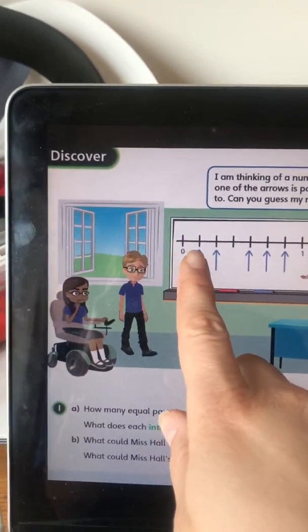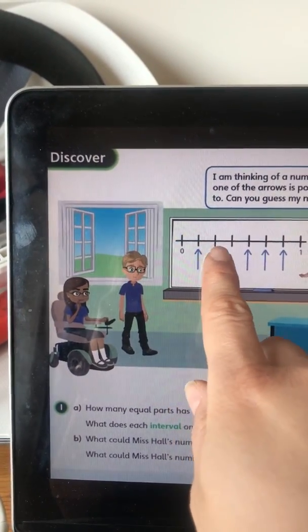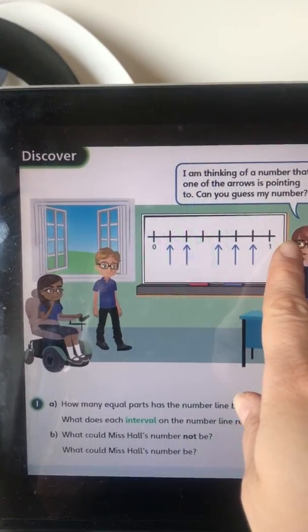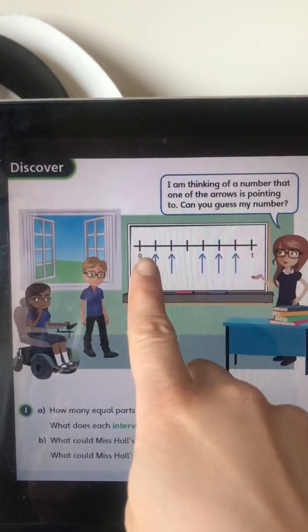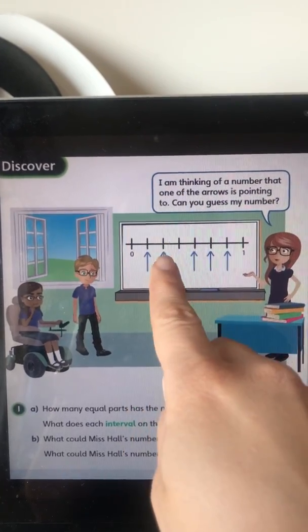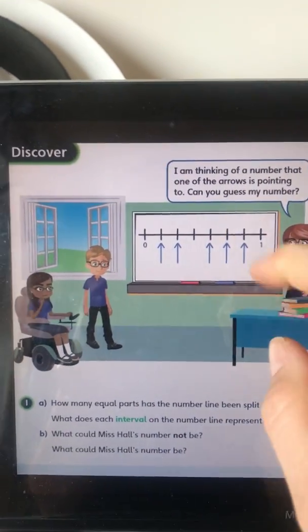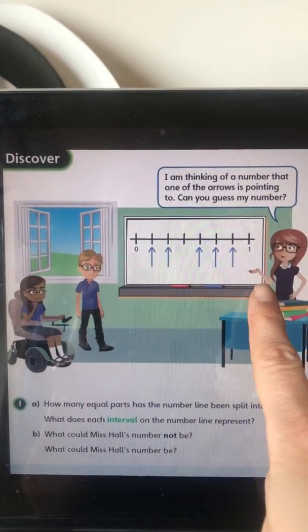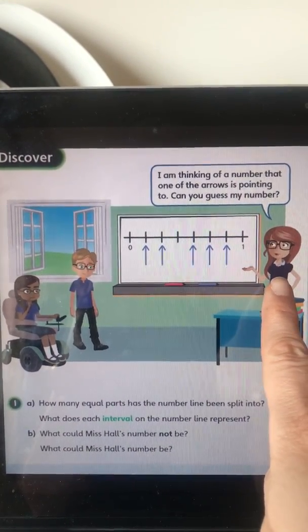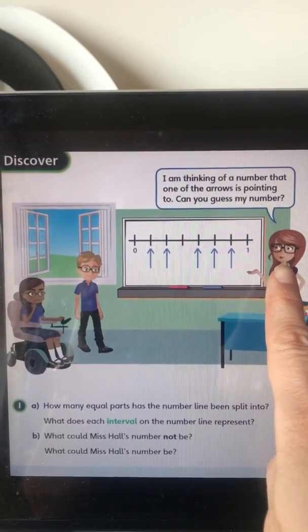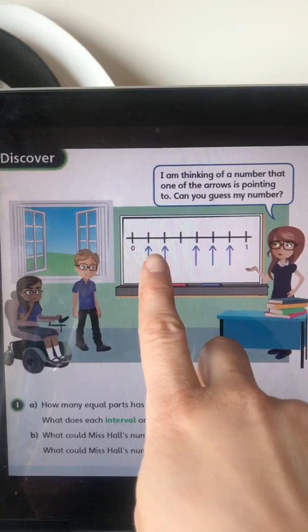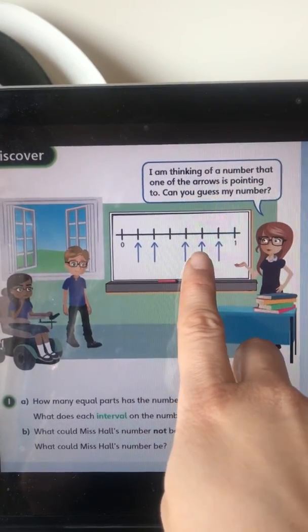Okay, so what does each line represent on here between 0 and 1? Each is going to be worth 1/7, isn't it? So 1/7, for example, 2/7. Okay, so my first question to you here, I'm going to read out this bit first. I am thinking of a number that one of the arrows is pointing to. Can you guess my number? So she's thinking of a number that one of these arrows is pointing to.